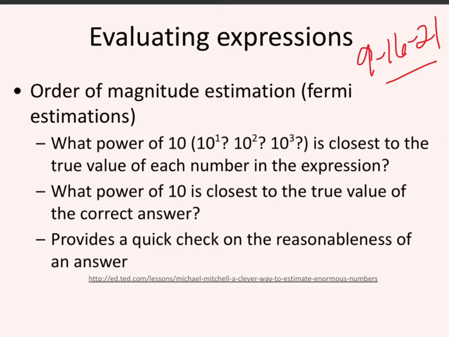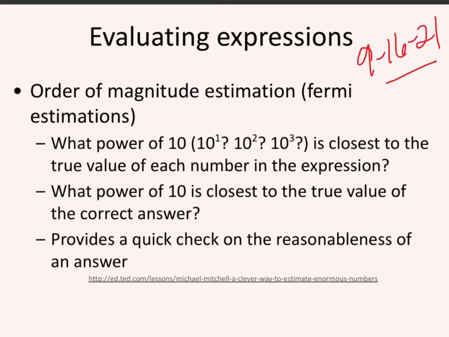So an order of magnitude estimation is us taking some knowledge, some information, and estimating to the nearest power of 10 how many of something there are. What power of 10 is closest to the true value of the number in the expression? What power of 10 is closest to the true value of the correct answer? That's going to make more sense in a second, and we're going to do some of these.